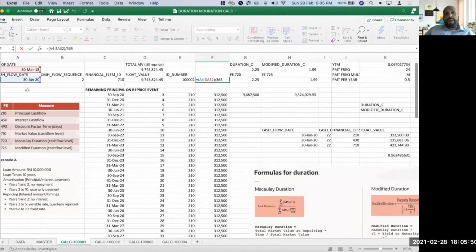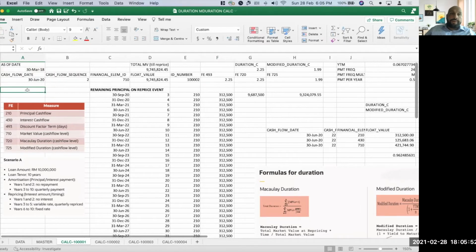If you're wondering why the repricing date for scenario A is 30th of June, if you remember, the first 2 years there was no interest. So it was going to get repriced at the start of the 3rd year. In this case, it basically means that for the first 8 quarters there's going to be no repricing, and then the repricing event is going to happen on the 30th of June 2020. That's how we derive the discount factor term dates.